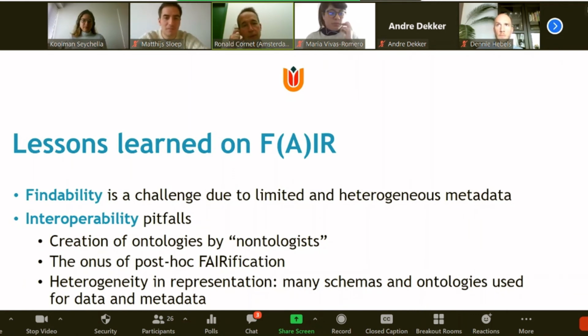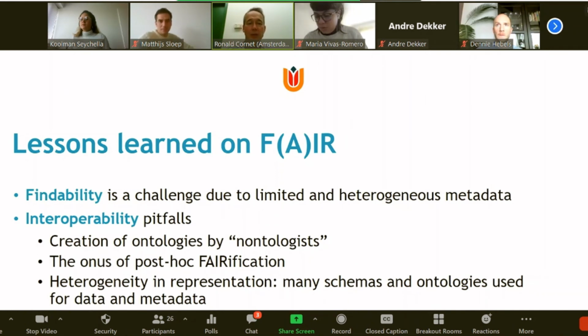Yeah, so I think these are very, very nice areas to follow up on. So lessons learned, not so much about accessibility, but findability. I think in spite of all the metadata we're specifying, it's still a challenge to really find data, because the way in which metadata is specified is still limited and heterogeneous. So we still need to take steps on richer metadata, and we need to specify when rich is rich enough.